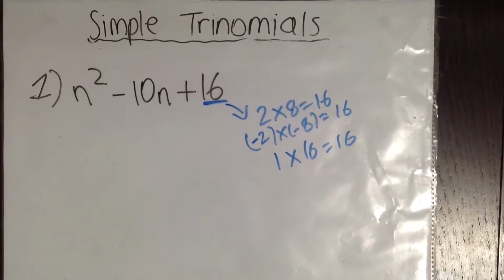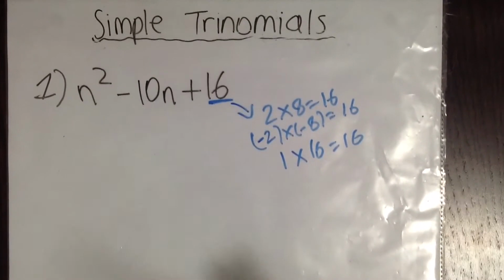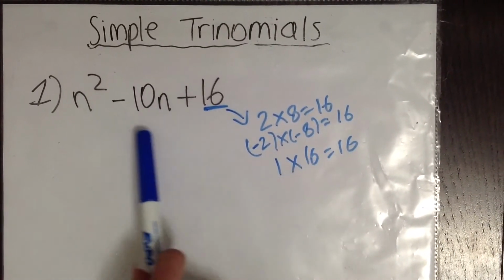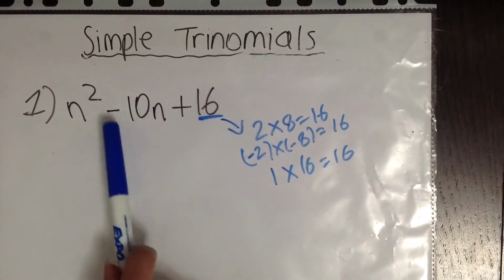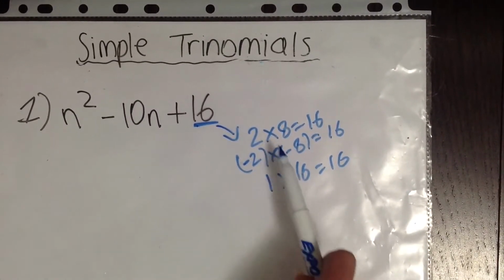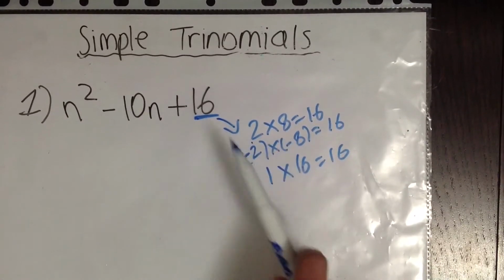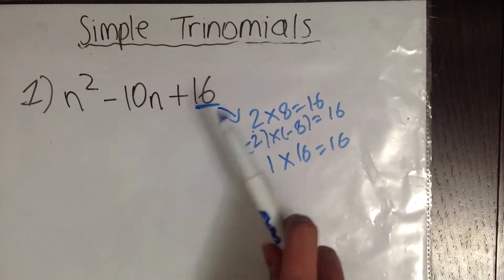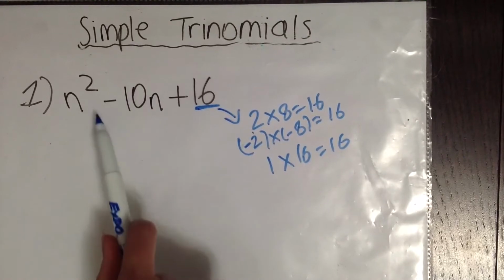So you look at the two numbers that add to get a -10. Those numbers, 2 and 8, won't work because it will give you a +10. But -2 plus -8 will give you a -10. So those are the two numbers that you want to use.